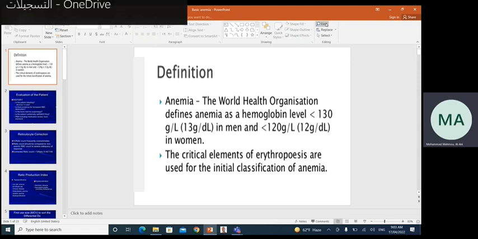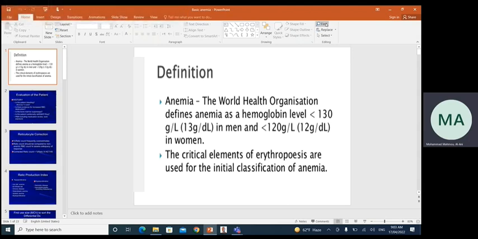This difference between men and women is due to androgen, because androgen stimulates more erythropoiesis than the estrogen. The critical elements of erythropoiesis are used for the initial classification of anemia. What we mean by erythropoiesis is that if the bone marrow is hyperplastic, there is an increase in the production. When there is a hemolytic anemia, there is an increase in the production to compensate for the loss of blood. Or there is an aplastic anemia, when there is suppression of the bone marrow. So you take these into consideration.